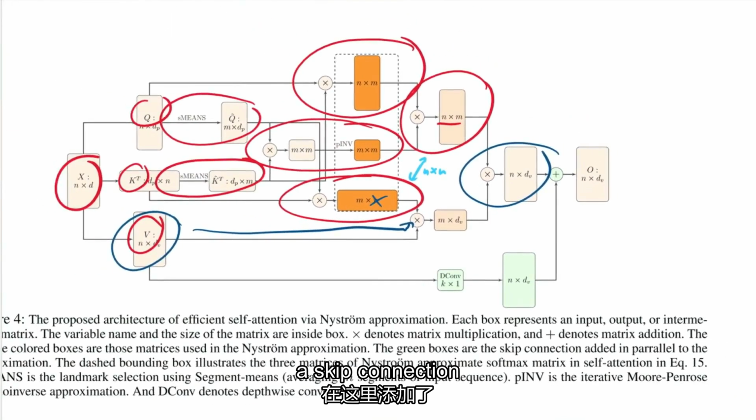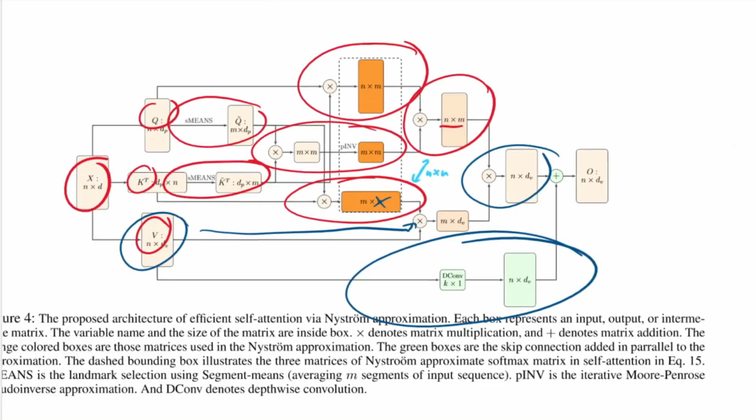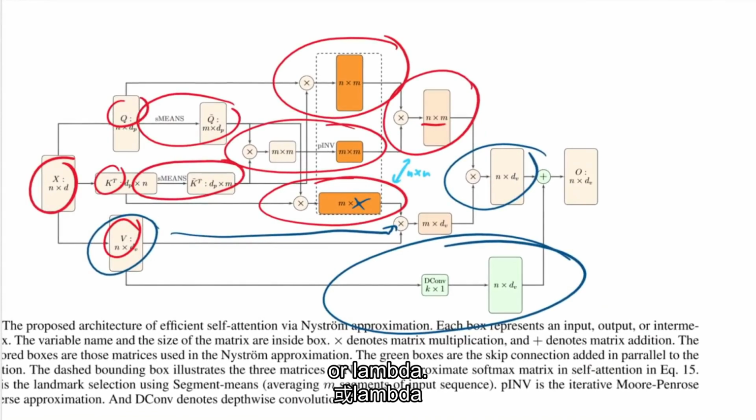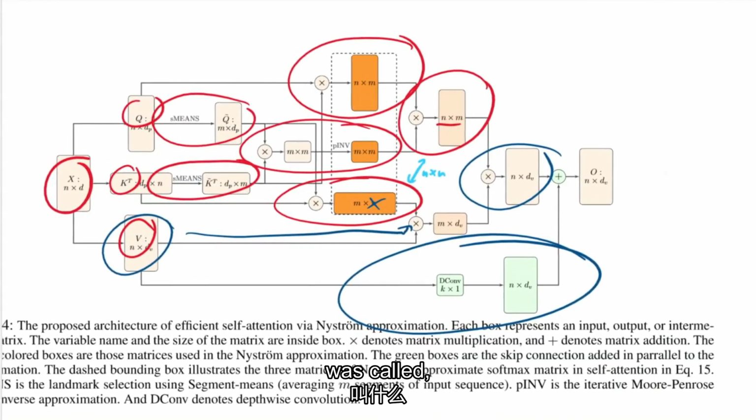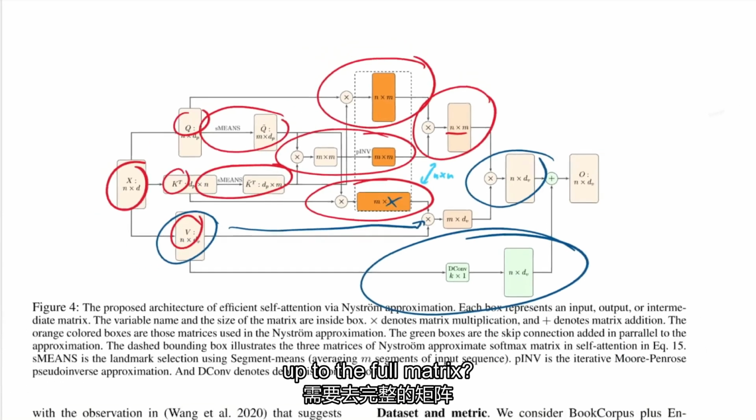They also add a skip connection down here to apparently stabilize training or make it faster. They do say it works without. This reminds me of the lambda layers, I don't know what it was called, but it is similar reasoning. You never go to n by n, because if all of these are linear algebra operations, it is valid at this point to switch the order and do things such that you never have to go up to the full matrix, right?